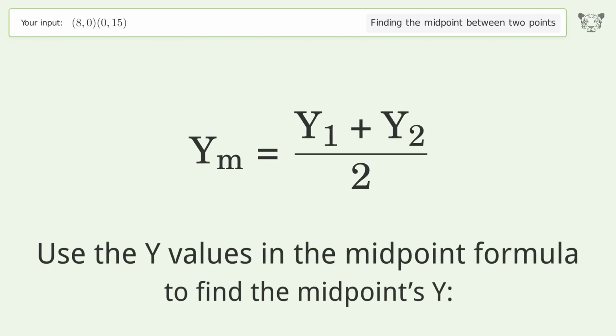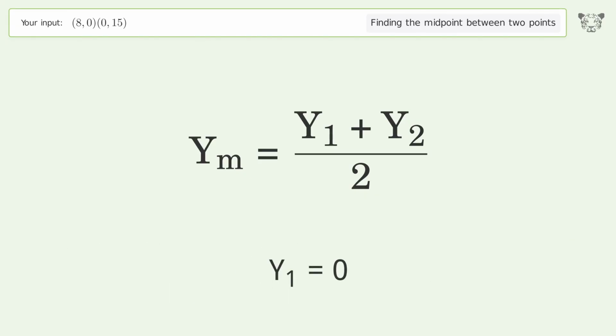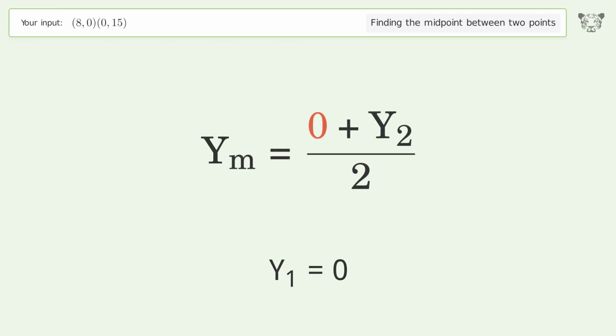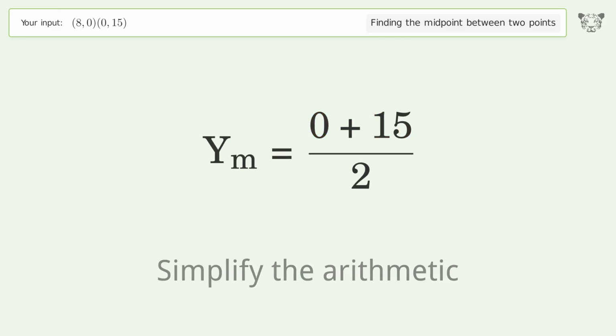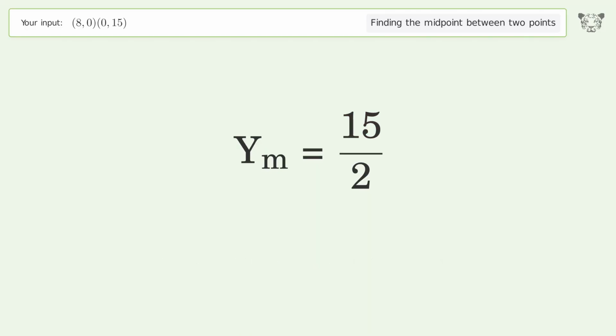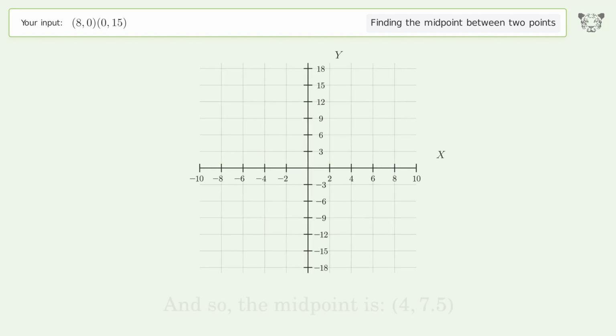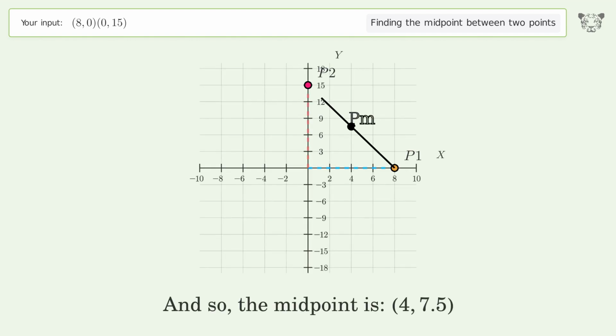Use the y values in the midpoint formula to find the midpoint's y. y1 equals 0. y2 equals 15. Simplify the arithmetic. And so, the midpoint is 4, 7.5.